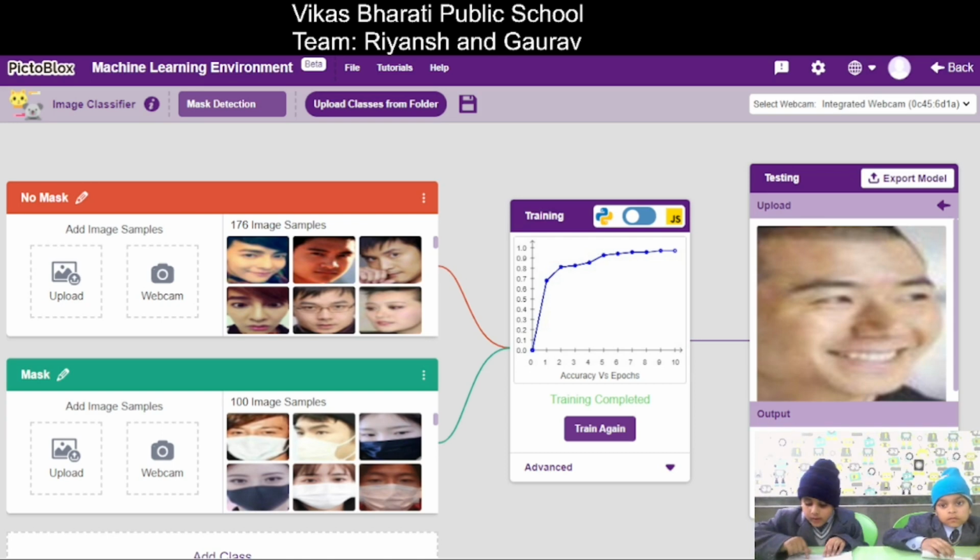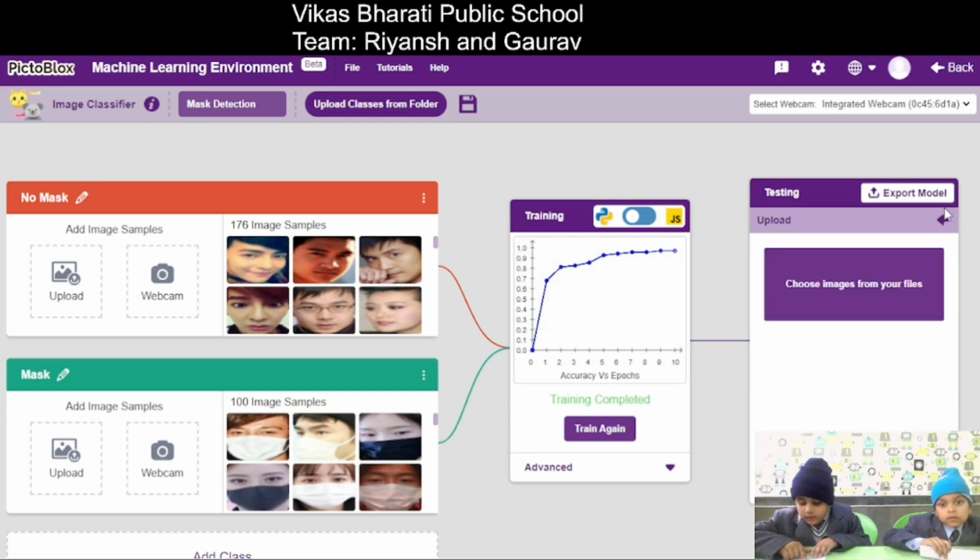That is picture block. So the main objective of the face detection model is to detect the faces of individuals and whether they are wearing masks or not at that particular moment when they are captured in the image.